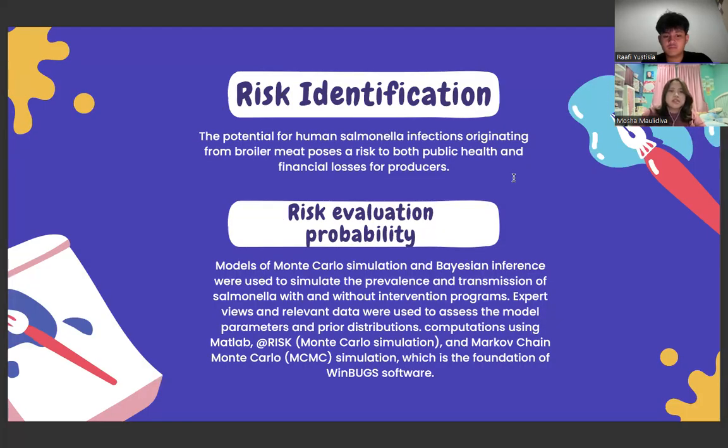The next one is risk identification. The risk identification is that the potential for human salmonella infection originating from broiler meat poses a risk to both public health and financial losses for producers.